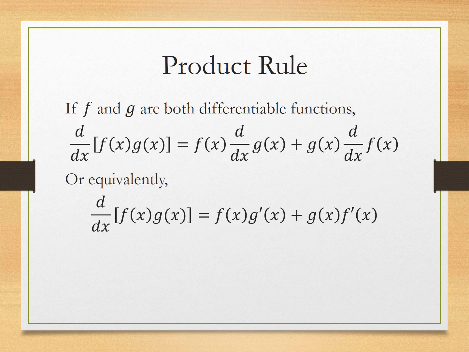The product rule. The product rule says that if you have 2 functions and they are both differentiable, then their product is also differentiable and the derivative equals f(x) multiplied by the derivative of g(x), plus g(x) multiplied by the derivative of f(x). Or, in a more compact notation, the derivative of f(x) times g(x) is f(x) times g prime(x) plus g(x) times f prime(x), right?